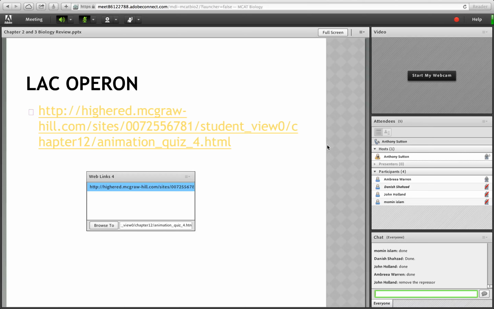Yes. Now, here's the question, Ambria. If glucose is present in the medium, say we have this bacteria we call E. coli, and we put E. coli in this petri dish, and in this petri dish we put glucose. If glucose is present, then my cyclic AMP levels are going to be high or low? Low. They're going to be low.